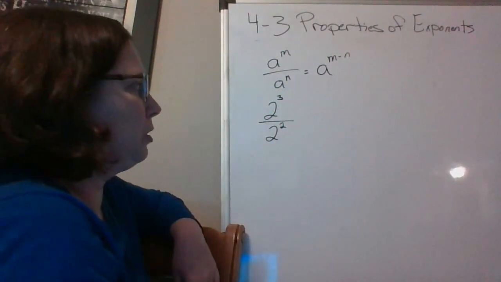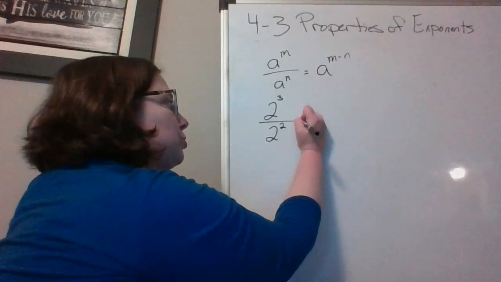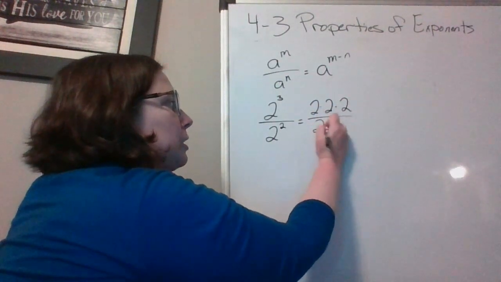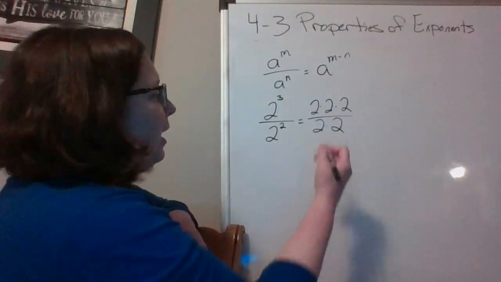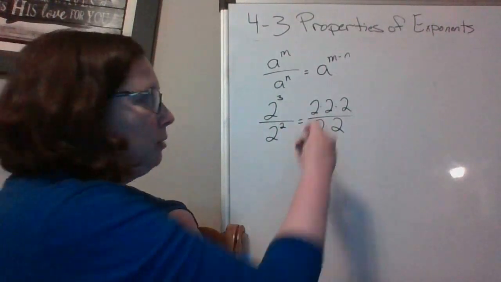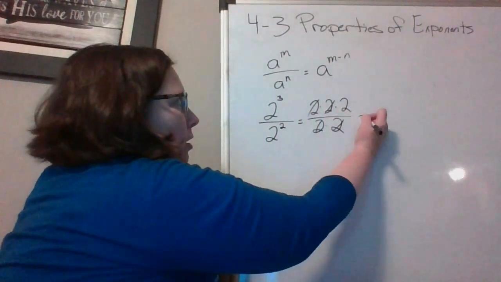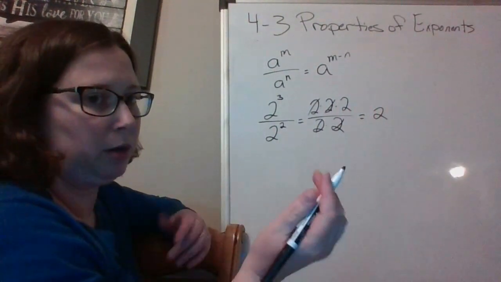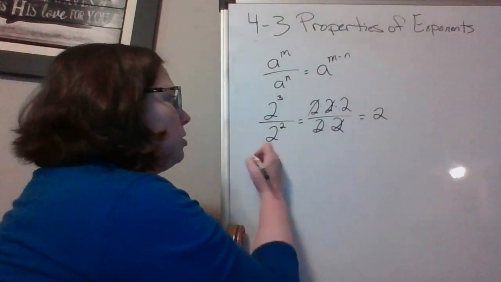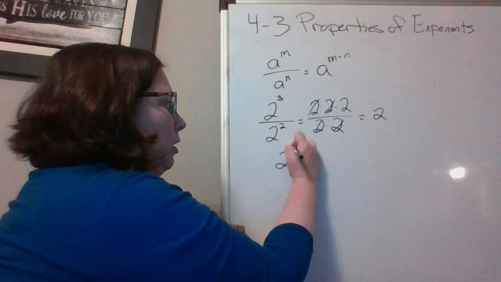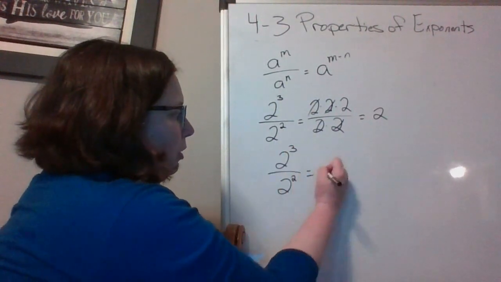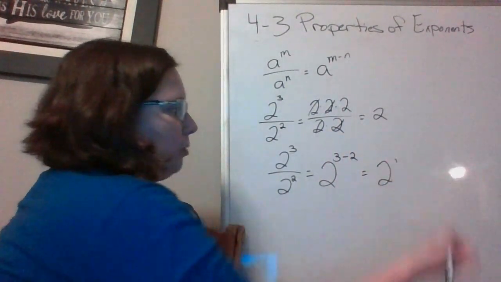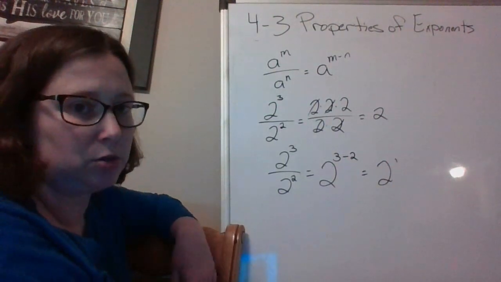If we had 2 to the third over 2 squared, think about this expanded. Here we have 3 2's, here we have 2 2's. Anything that's on the top and the bottom is going to cancel out. And you notice that we are left with that 1 2, could be 2 over 1, which is just 2. If we use our rule here, we would say our base is 2, our top exponent minus our bottom exponent. We have 2 to the first power, which again is 2.